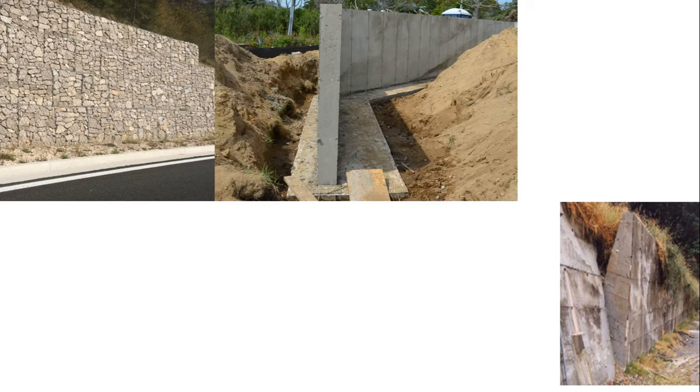This is the RCC cantilever type retaining wall, which we are going to design in our syllabus. In our syllabus we are only going to design the cantilever retaining wall. Under the heading of cantilever retaining wall, we are going to design T-shaped cantilever retaining wall and L-shaped cantilever retaining wall, RCC retaining wall, with the help of IS 456 2000 clauses. Okay.